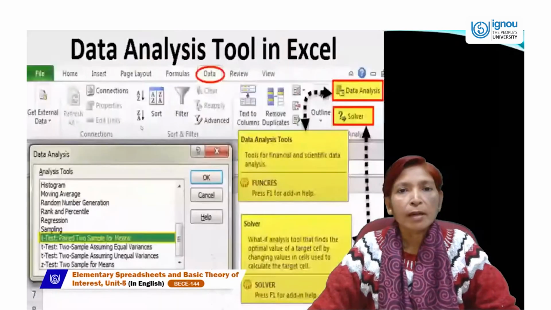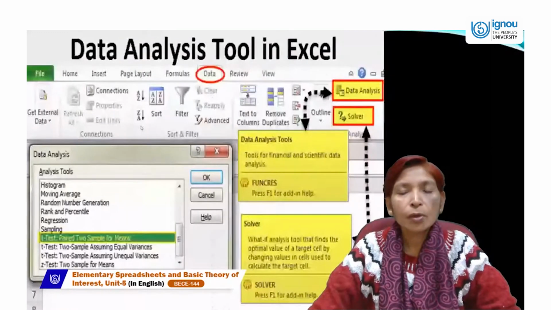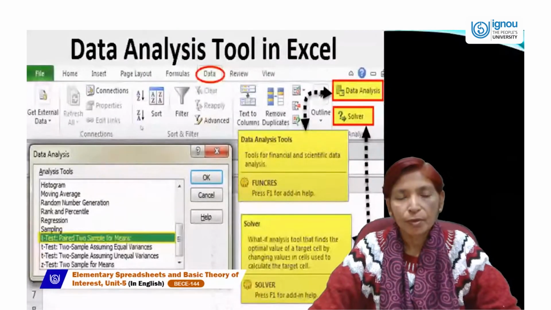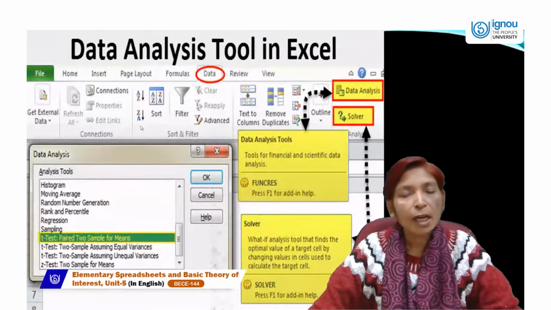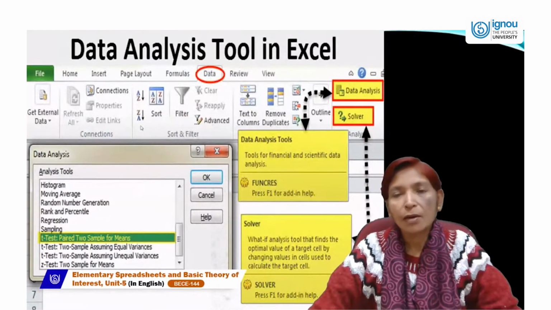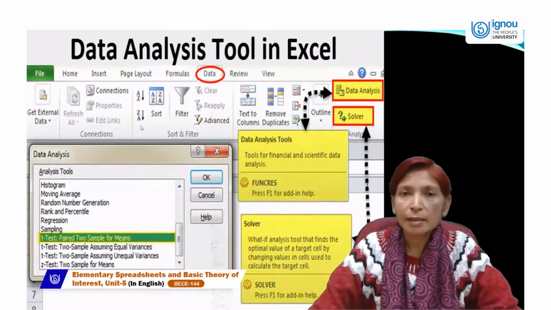Next is the data analysis tool in Excel. We can analyze our data with the help of Excel or the Microsoft Excel program.